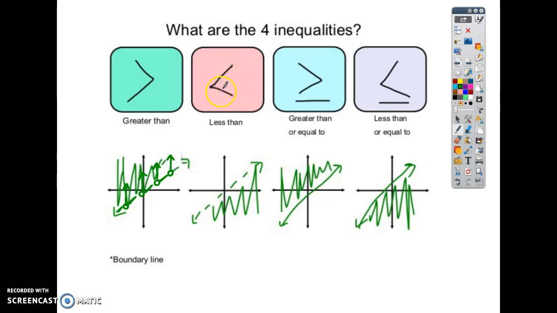Less than. It's going to be a dashed line, just like right here. It's going to be open circles. Okay, and because it's less than, you're shading below the line. So anything below those points, that's where your solutions would be. Solutions are not on these open circles, ever.